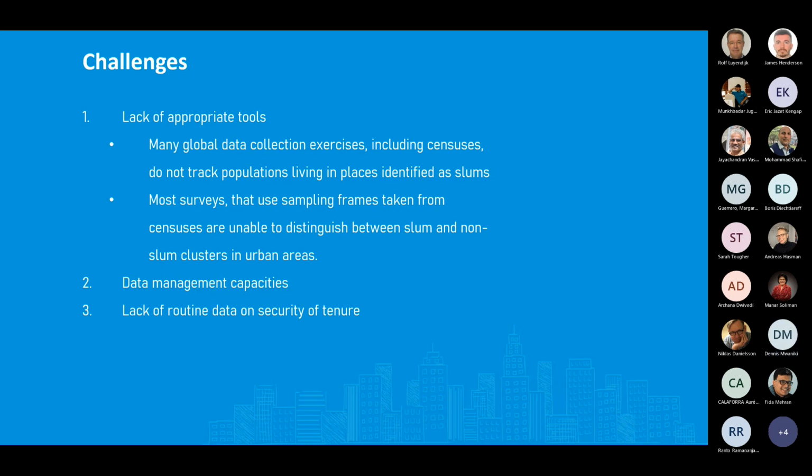So finally, just to highlight 3 main challenges that we still face in measurement of this indicator. One, and perhaps the most important one, is that many countries do not collect data that is disaggregated formally based on formal or informal settlements or slum non-slum areas.